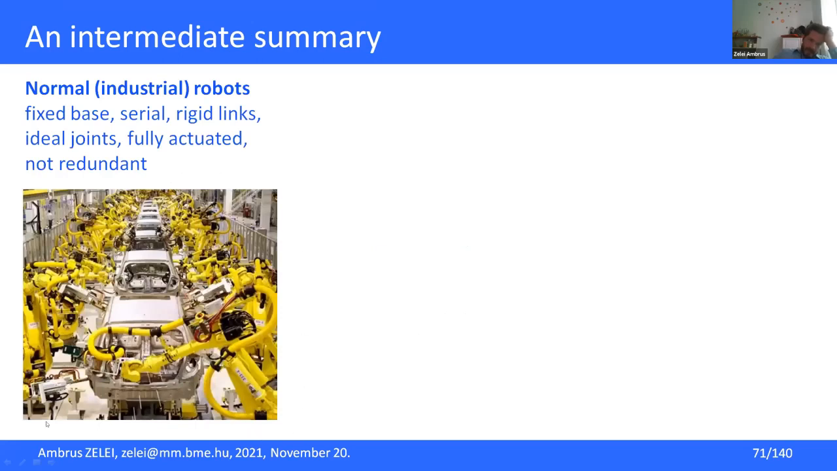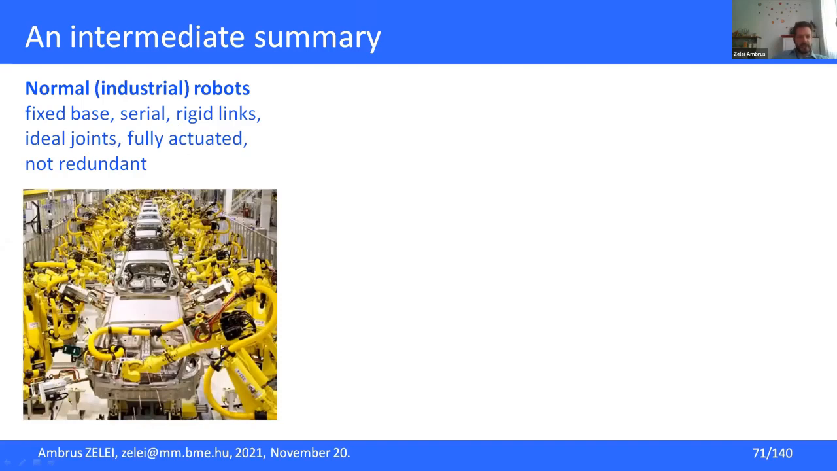These things were applicable for classical robots. We can specify what I mean by classical robots. They are fixed on a rigid base, so they are fixed on the ground. They are serial robots, so there is always a joint and then a rigid link and then another joint and another rigid link, connected to each other in a serial chain, and the joints are ideal.